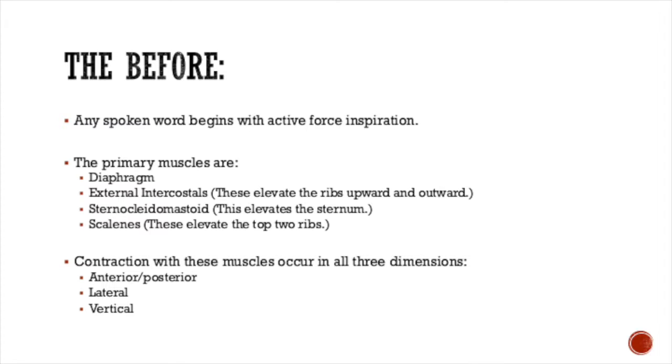The diaphragm is the overall primary muscle in respiration, located underneath the ribs and extending into the abdomen. The external intercostals elevate the ribs upward and outward to allow the diaphragm space to move. The sternocleidomastoid elevates the sternum, the bone on the frontal plane of the body that connects all of the ribs to the rib cage. The purpose of the scalenes is to elevate the top two ribs. Contraction of these muscles occurs in all three dimensions: anterior, posterior, lateral, and vertical.